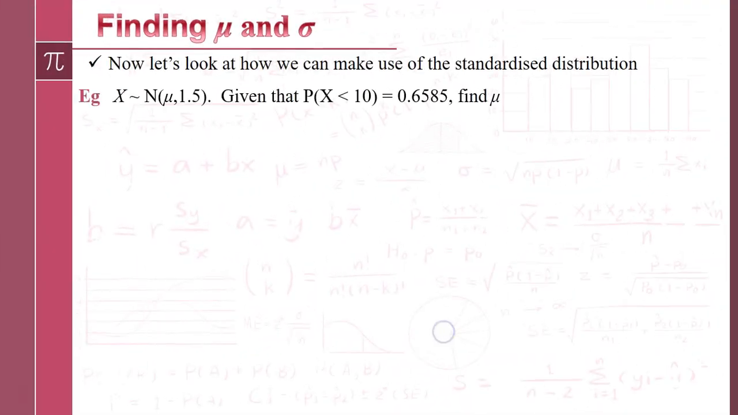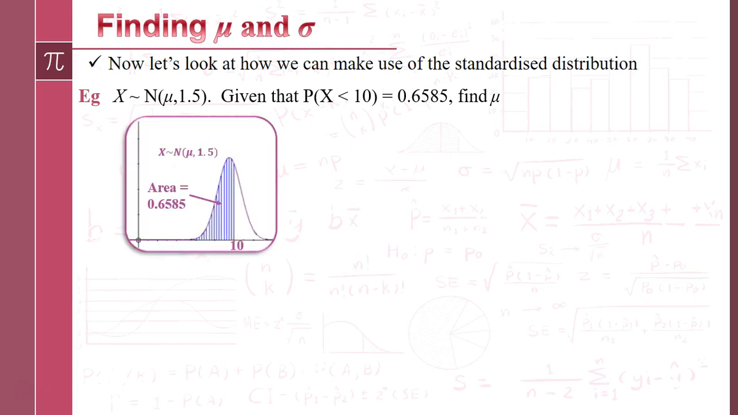The key thing now is let's have a look at how we can actually make use of it. So here we go. We've got a continuous random variable x that we're told is normally distributed. It's got a mean that we don't know, but we do know that the variance is 1.5. And we've got some information. We know that the probability of getting a value of x less than 10 is 0.6585. So that's the information we're given. We've got to find mu. So what we're going to do is work back from a probability towards finding a value for our mean.